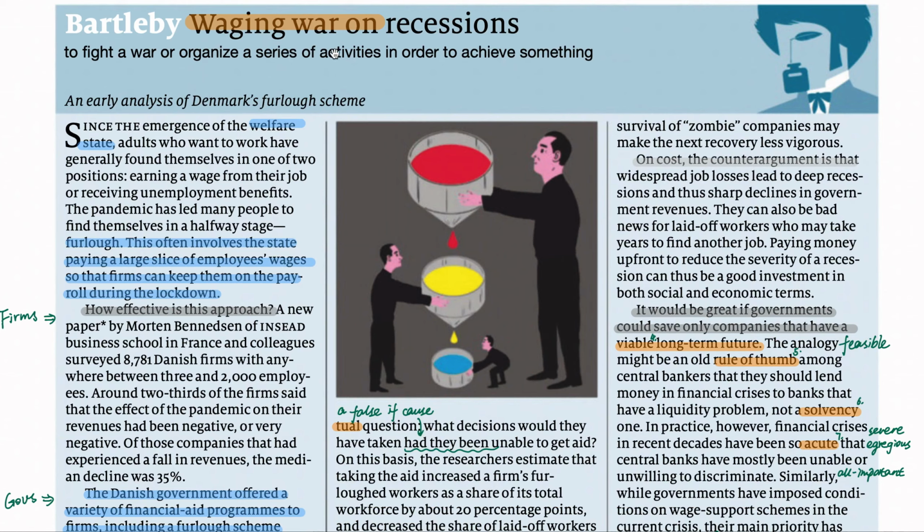The title today is Waging War on Recessions. By the way, this article is quite easy, so there wouldn't be a lot of new words, but pay attention to its structures and the grey parts. To wage war means to fight a war or organize a series of activities in order to achieve something. You could also say the government is waging war on drug dealers. They're trying to just clamp down on drug dealing.